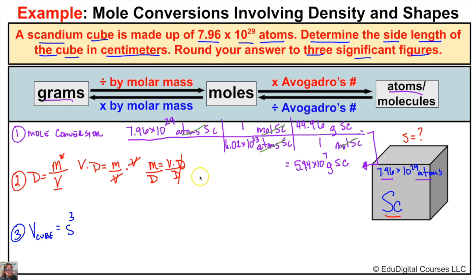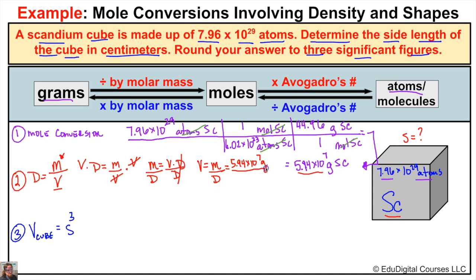Density cancels, and so to get the volume here, we simply take the mass and we divide it by the density. So what is our mass? Well, we just figured that out right here. Our mass of this cube is 5.94 times 10 to the 7th grams.